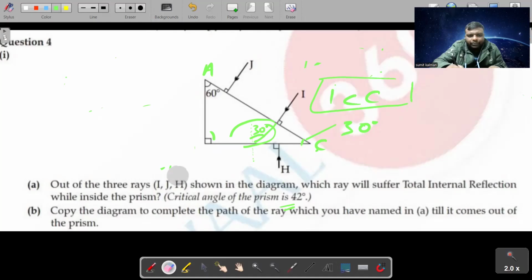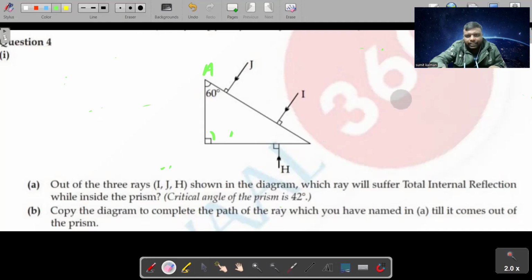And students, in B part, we have to copy the diagram to complete the path of the ray which you have named in A till it comes out of the prism. So students, we will complete the path of ray J. Here we have just seen this angle of incidence, it is 60 degree.